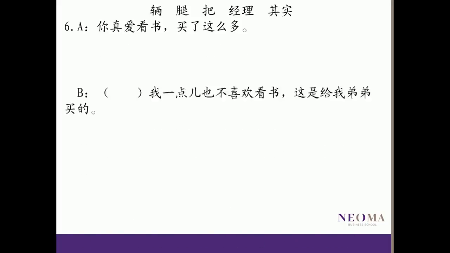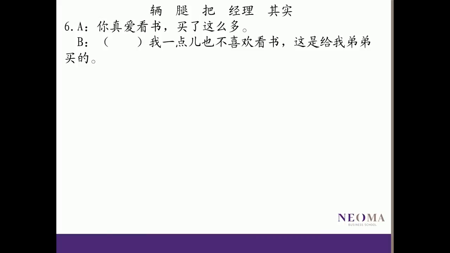Let's check the sentences. Number 6. A says, 你真爱看书,买了这么多。You really love reading books. You bought this much. B says, 什么什么,我一点也不喜欢看书。I don't like reading at all. 这是给我弟弟买的。To be honest, I don't like reading at all. All of this is bought for my younger brother. So the answer is 其实。Normally, if you see a blank at the beginning of the sentence, you can already guess it's an adverb. Number 7.